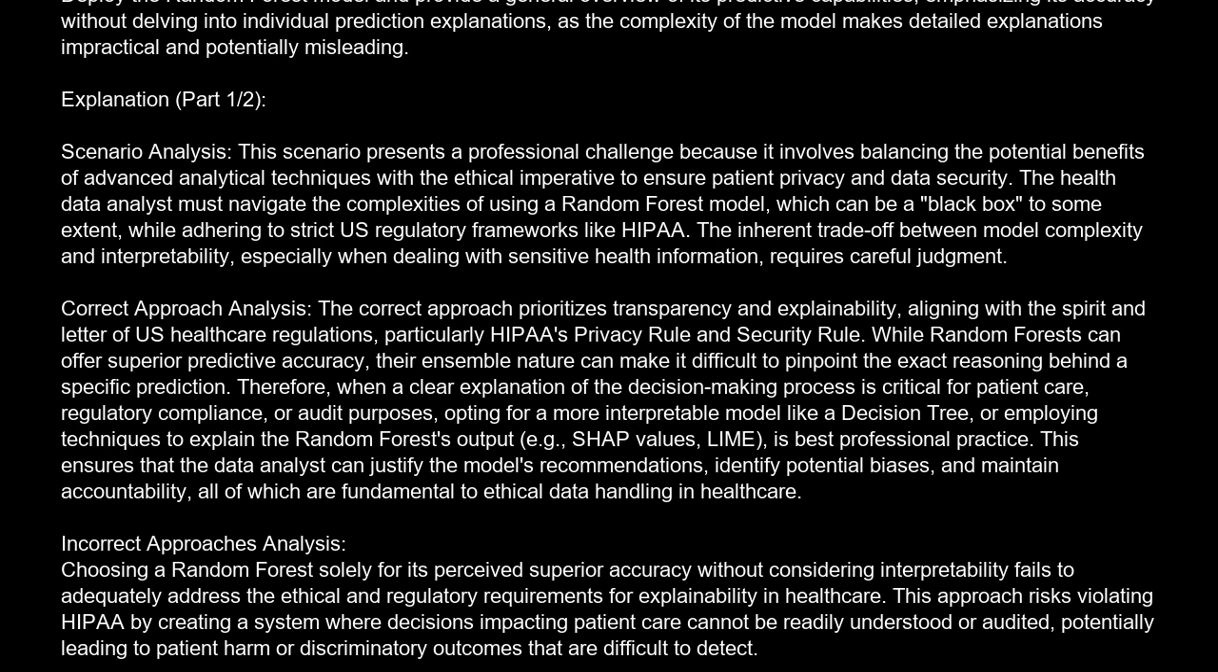Incorrect approaches analysis. Choosing a random forest solely for its perceived superior accuracy without considering interpretability fails to adequately address the ethical and regulatory requirements for explainability in healthcare. This approach risks violating HIPAA by creating a system where decisions impacting patient care cannot be readily understood or audited, potentially leading to patient harm or discriminatory outcomes that are difficult to detect.